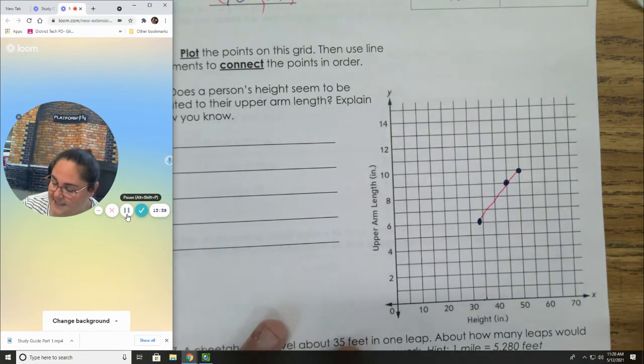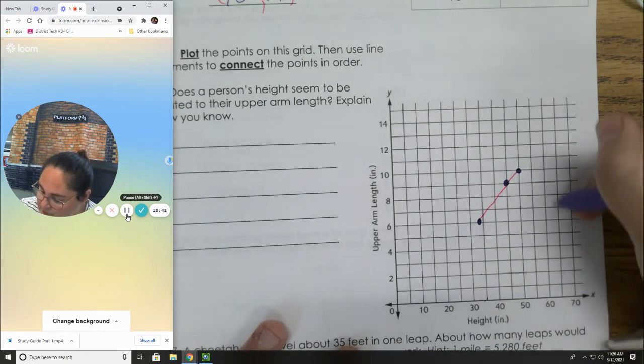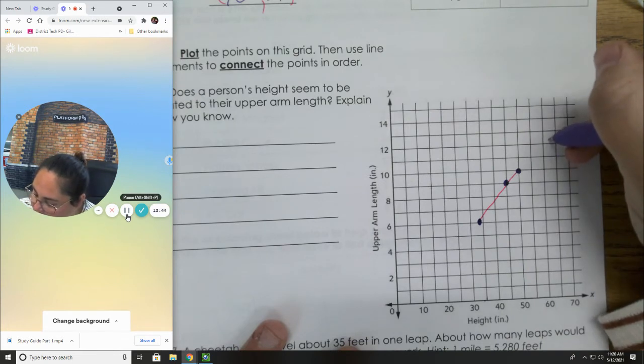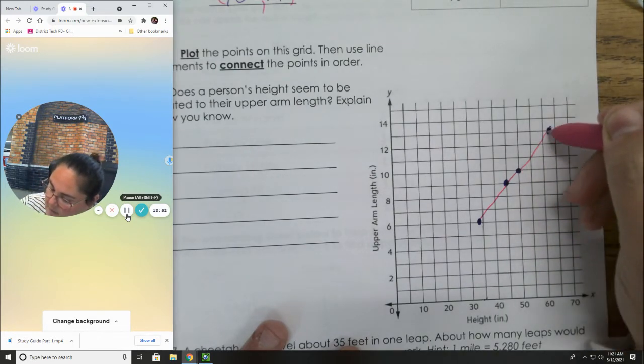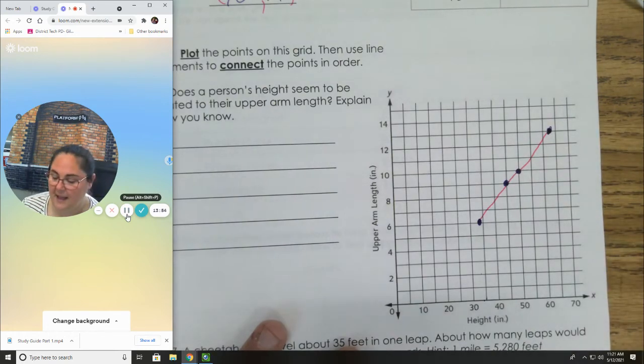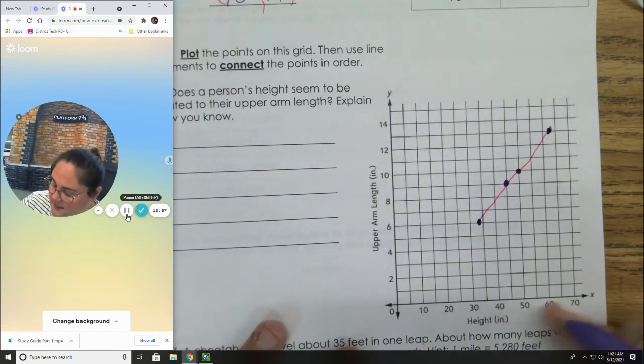Then we had 63, 13. So 63 is about between 60 and 65. It's right in the middle. So that's why I put it there. And 70, 14.